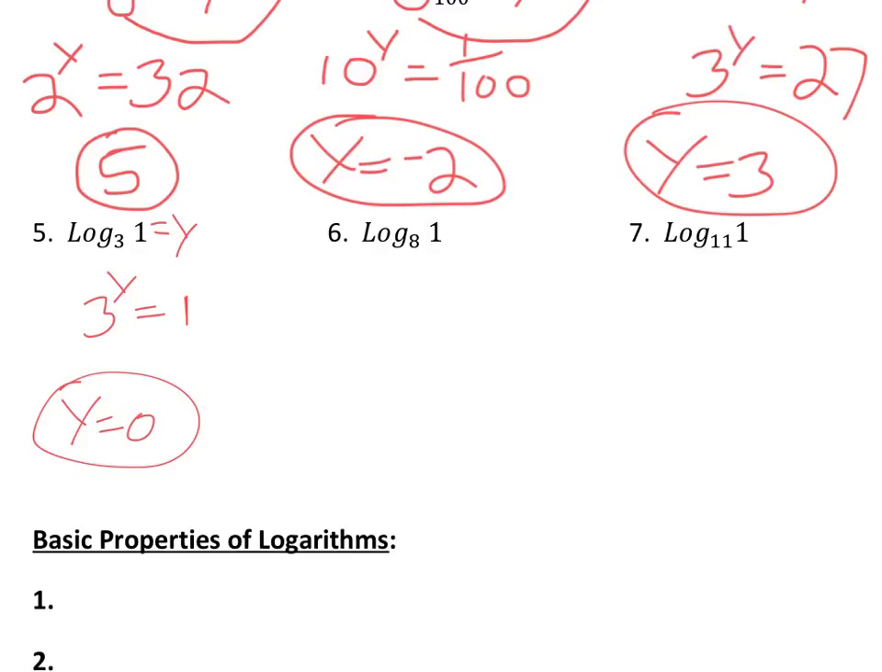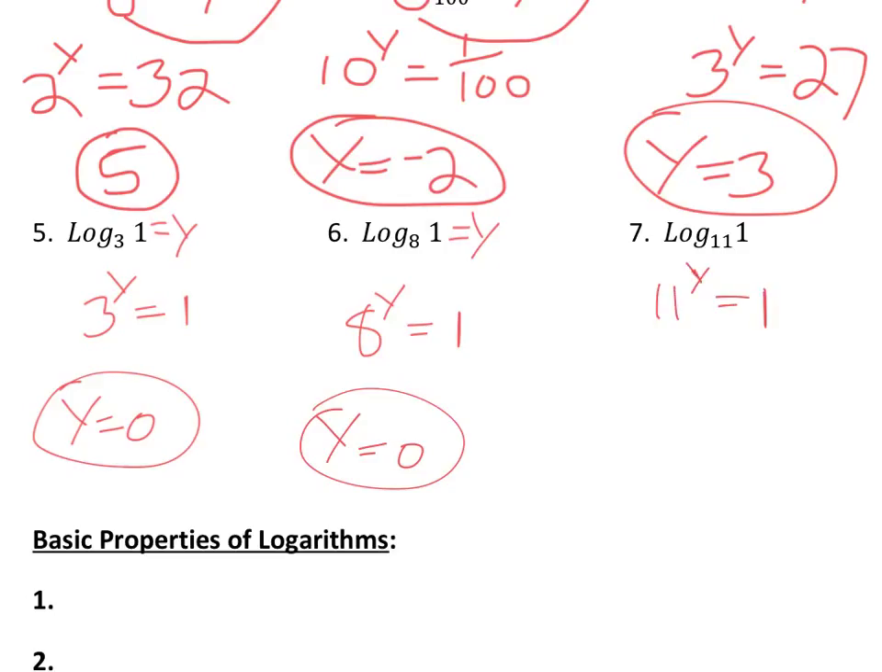Now, 6 and 7 are going to be the same thing too. If I did 6, set this equal to y, I get 8 to the y equals 1. You can see that the base doesn't matter. The base is 8, and any number raised to the 0 is 1. So that's my answer. If I did 7, I would get 11 to the y equals 1. Same thing. As long as the argument's 1, your answer is going to be 0. And that's going to be one of the basic properties of logarithms that we'll write down later.